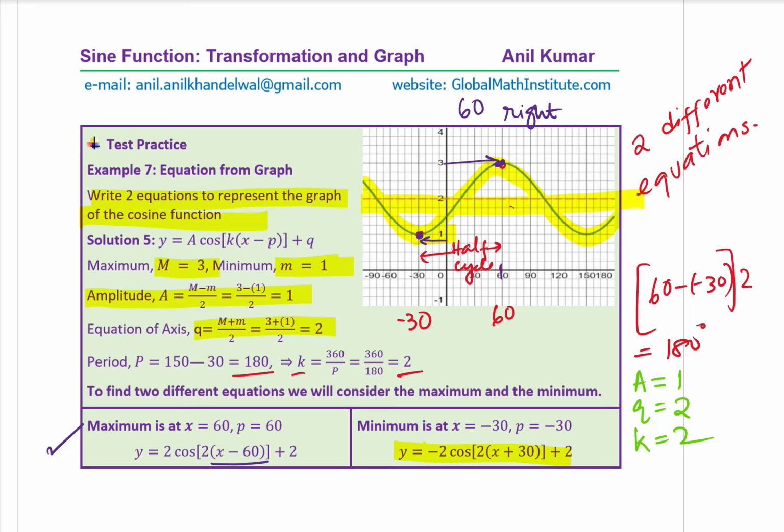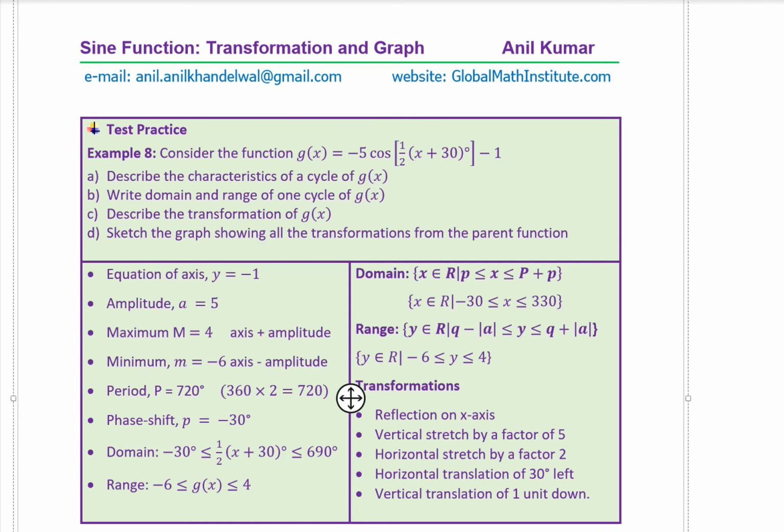So I hope the concept is clear. Now, here is the last question for you. Consider the function g of x equals minus 5 cos of half x plus 30, minus 1. Describe the characteristics of one cycle. One cycle, okay? So underline this word, cycle. Correct. Write the domain and range of one cycle.